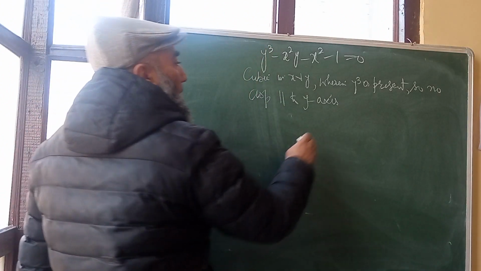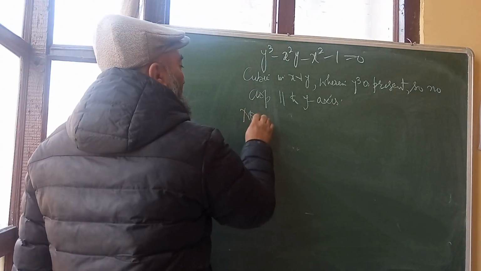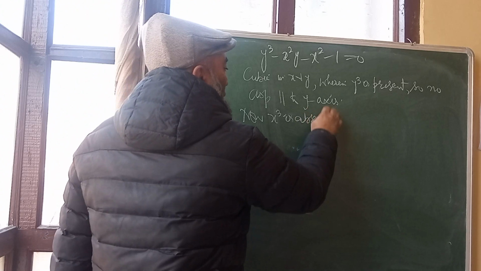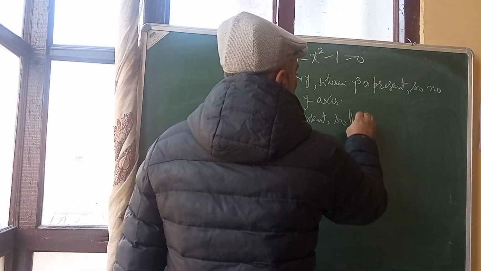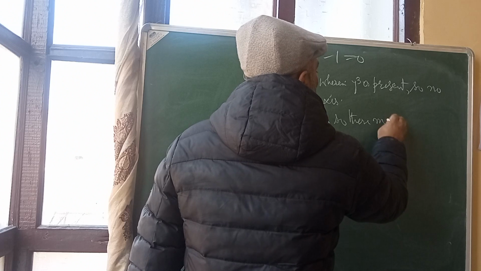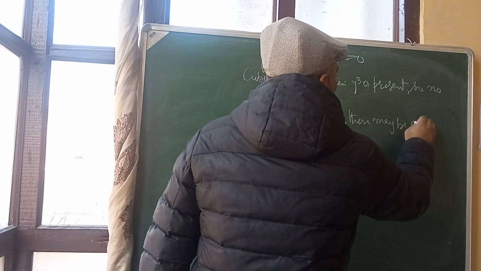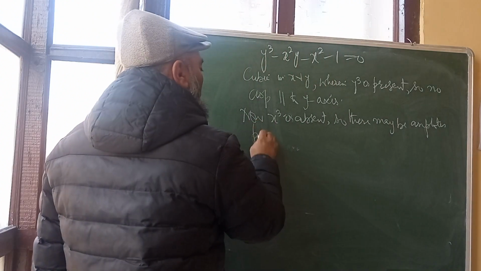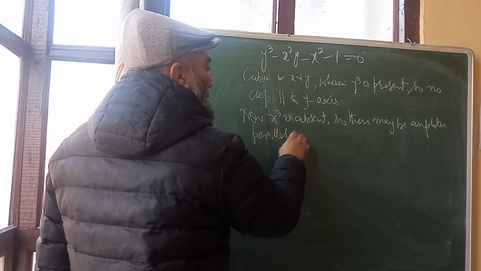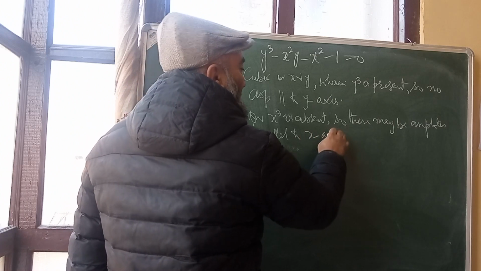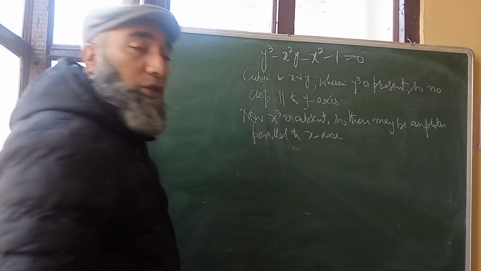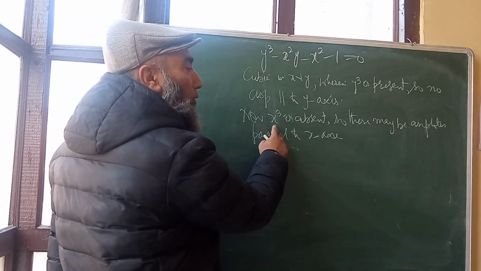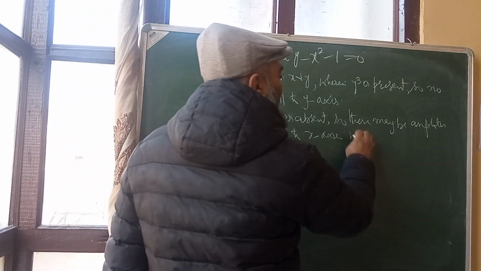Now, x cube is absent. So there may be asymptotes parallel to x-axis, right? Because x cube is absent. So there may be or there may not be. So there may be asymptotes parallel to x-axis, which are obtained how?